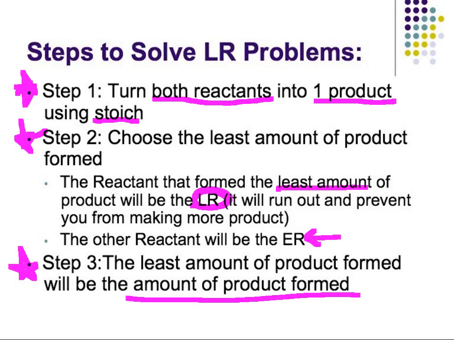In our food example, we can make a whole bunch of s'mores with 4 boxes of graham crackers, but only 1 s'more with 1 marshmallow. So the lower amount was the 1 s'more. The 1 s'more is the amount of product that we could form. That made the marshmallows our limiting reactant and our graham crackers the excess reactant.